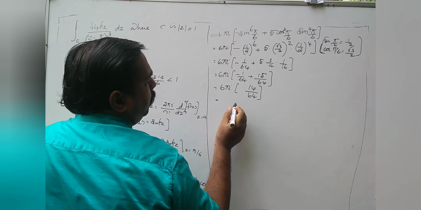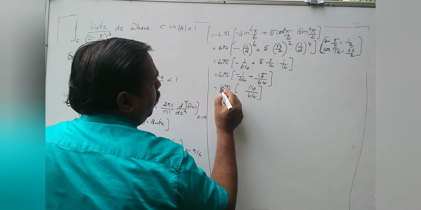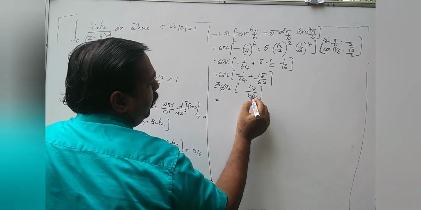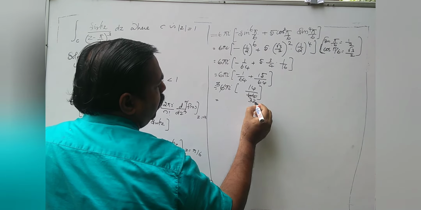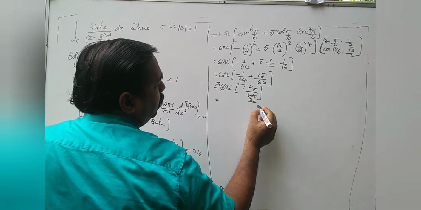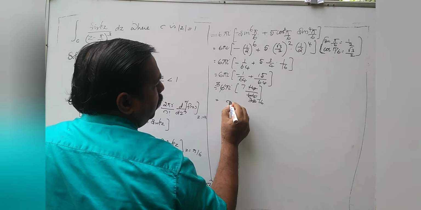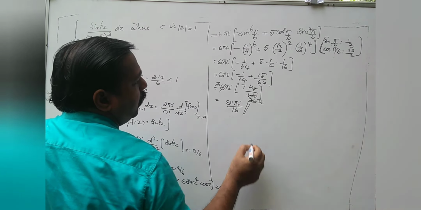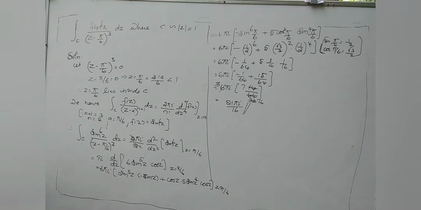So that is equal to, here we can cut by 2, that is 3, here 32, here 7, here 16. So 21 pi i divided by 16. So this is our required answer.